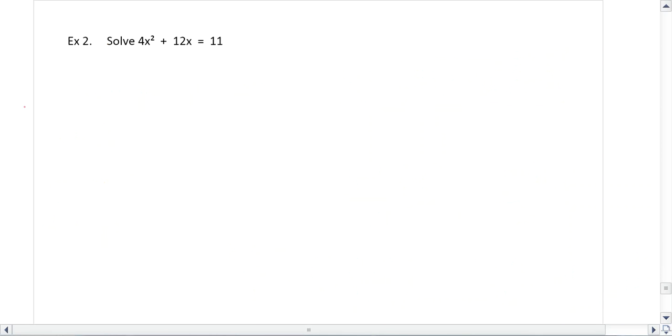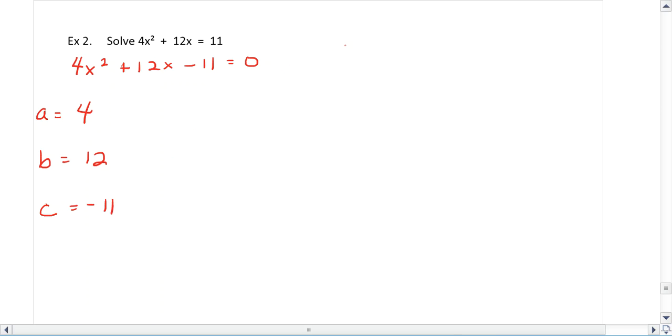All right, second example. And once again, this is not in standard form, so let's take a minute and rearrange it by putting the 11 on this side as a negative. And now we can accurately pull out the coefficients. A is 4, b is 12, and c is negative 11.